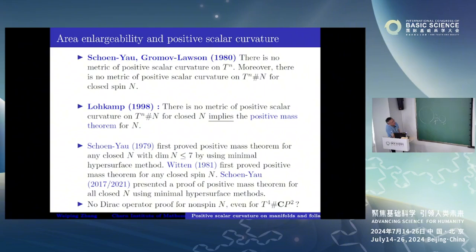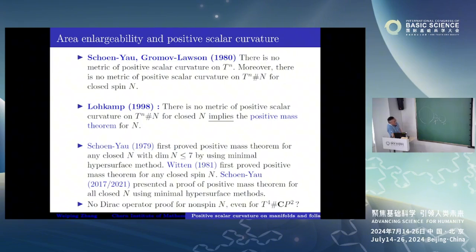And Schoen-Yau more recently presented a proof that the positive mass theorem holds for all closed manifolds N using the minimal hypersurface method. What they prove is that this connected sum does not have a metric of positive scalar curvature for any manifold N. Then, using Lohkamp's criterion, they get the positive mass theorem.